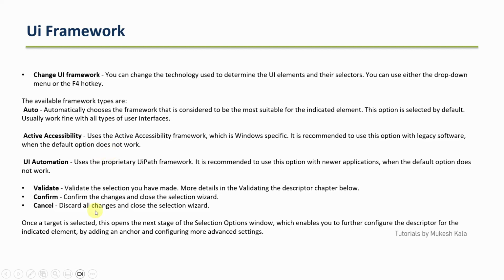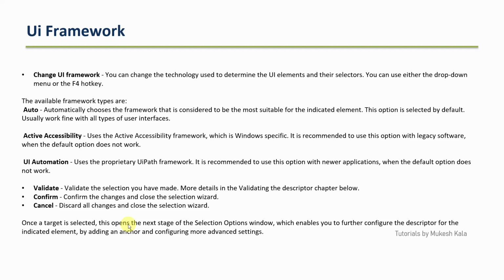Please remember that. Okay, once a target is selected, the option to go to the next stage on the selection window appears, and you can just validate, confirm, cancel. All of these things are available. So the window is simple, the selection screen, right? But it has got a lot of features for you.